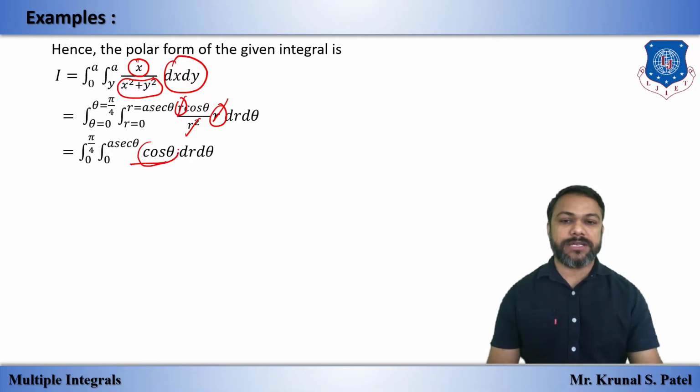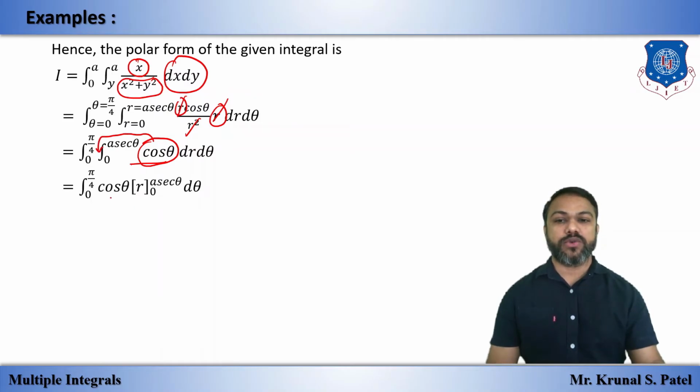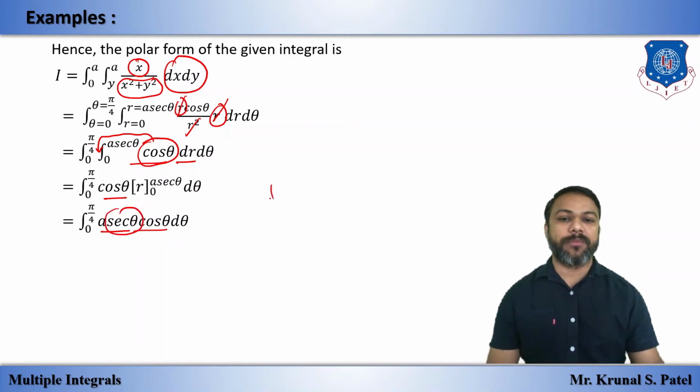So this cos theta becomes constant. We can take it outside from the first integration. So cos theta as it is, and here the remaining is 1. So integration of 1 with respect to r is r. So upper limit minus lower limit, r is a sec theta. So a sec theta into cos theta, and we know that sec theta is 1 by cos theta. So 1 by cos theta into cos theta, so cos theta cancels out.